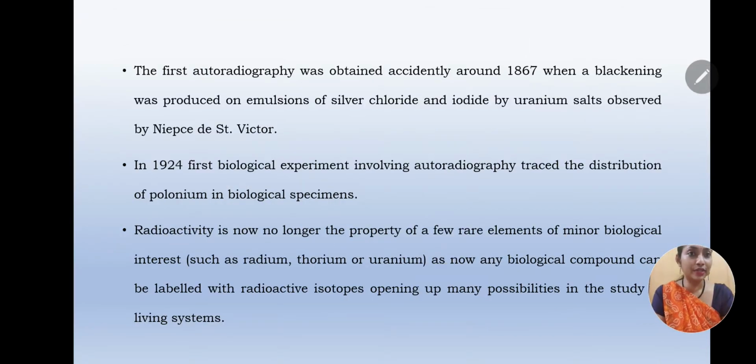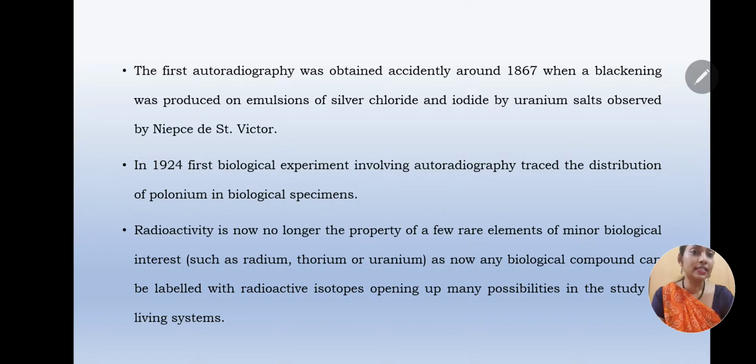The first autoradiography was obtained accidentally around 1867 when a photoemulsion which contained silver chloride and iodide got blackened due to exposure to uranium salts. This was actually observed by St. Victor. Somewhere in 1924, the first biological experiment involving autoradiography traced the distribution of polonium, a radioactive material, in biological specimens. So this was the first biological experiment.